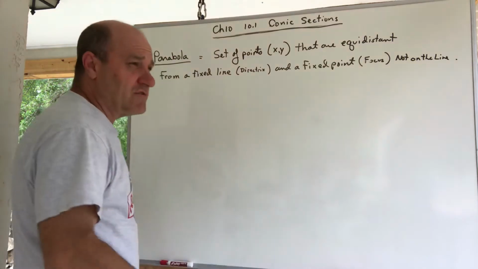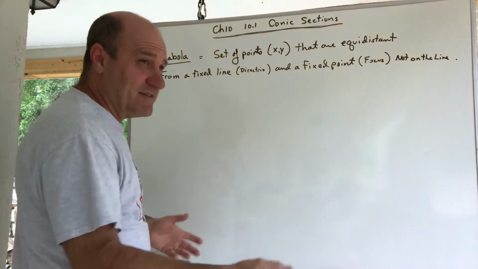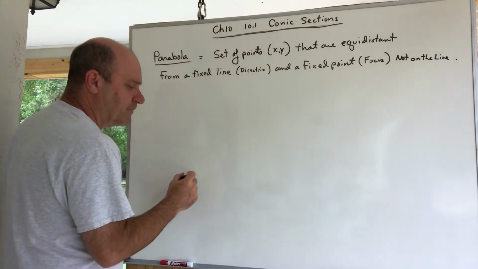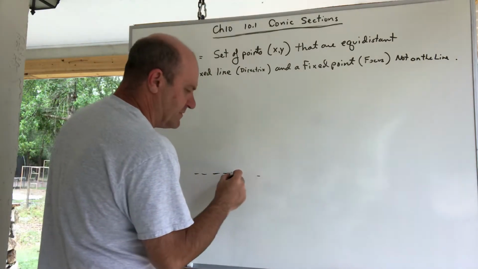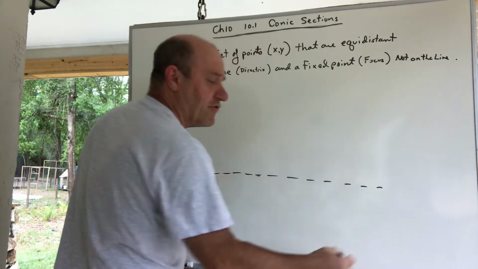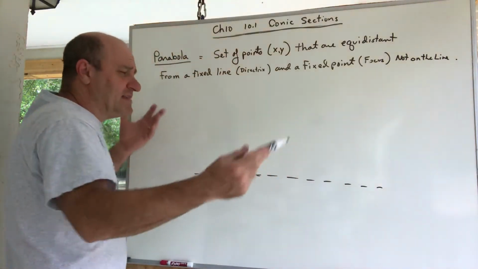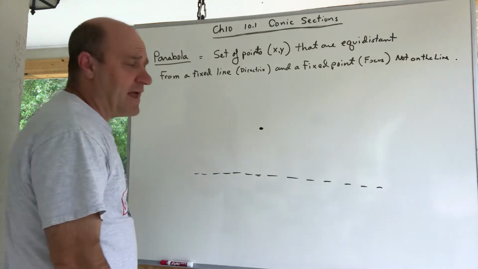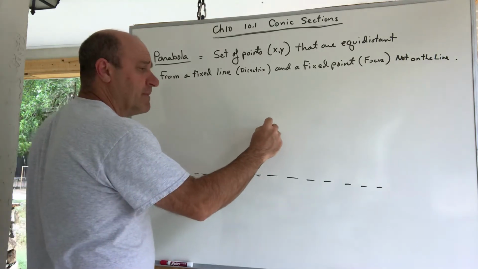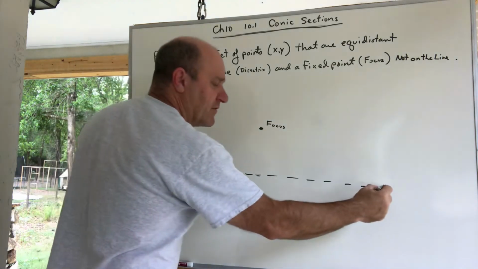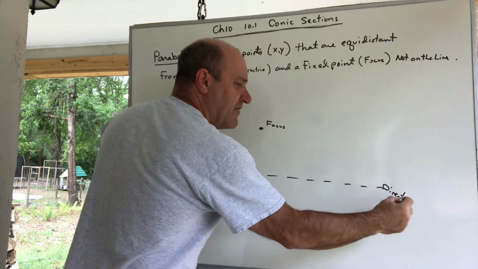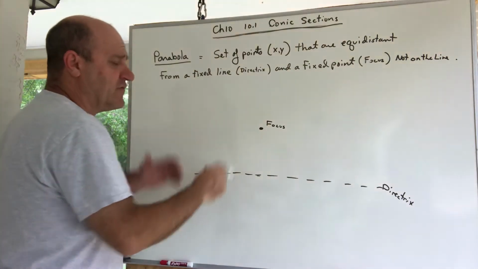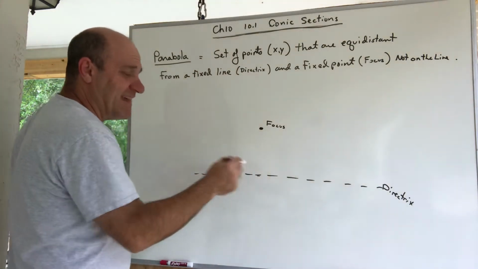So you could build yourself one of these. You could go out in the grass and do this, or I can do it right here and watch. What I need is a line. So here's a line. Oops. That'll be my directrix. And then I just need a point that's not on that line. There it is. That'll be my focus. This is my directrix. And then the parabola consists of all the points that are equidistant from the point and the line.